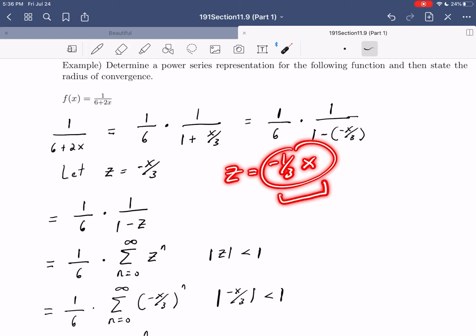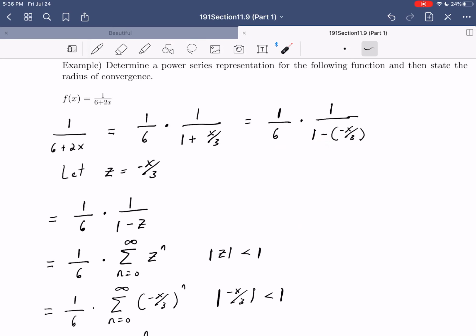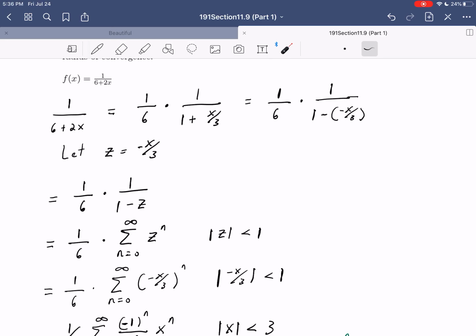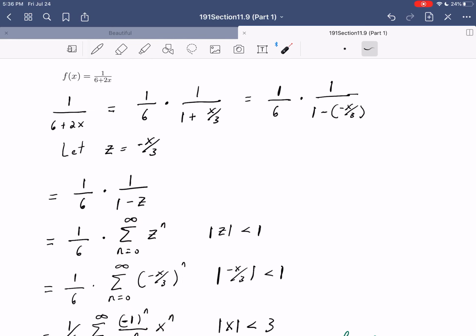Notice that this is a polynomial. Right? That's definitely a polynomial. It's linear. And the center of this polynomial is 0, which is the same as the center of our power series. So that would be a legal substitution. We would not be able to do a substitution like z equals sine x, because that's not a polynomial.